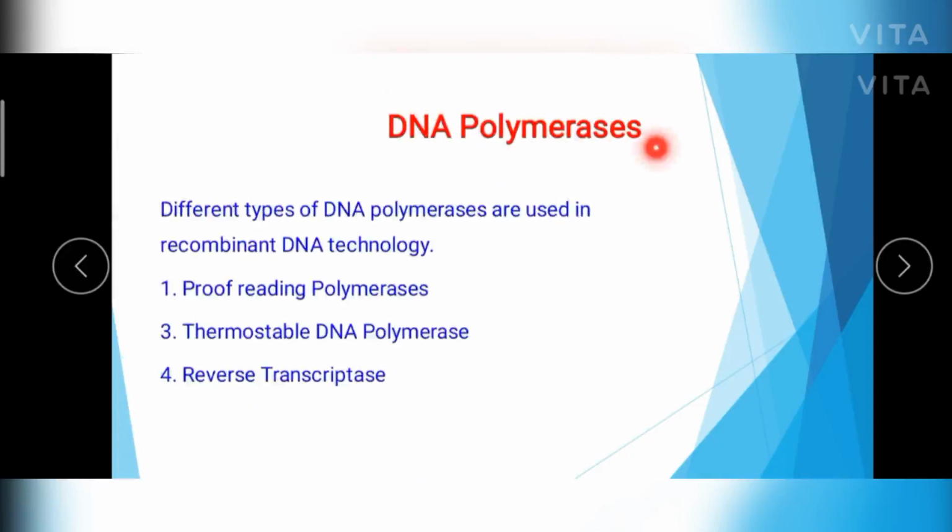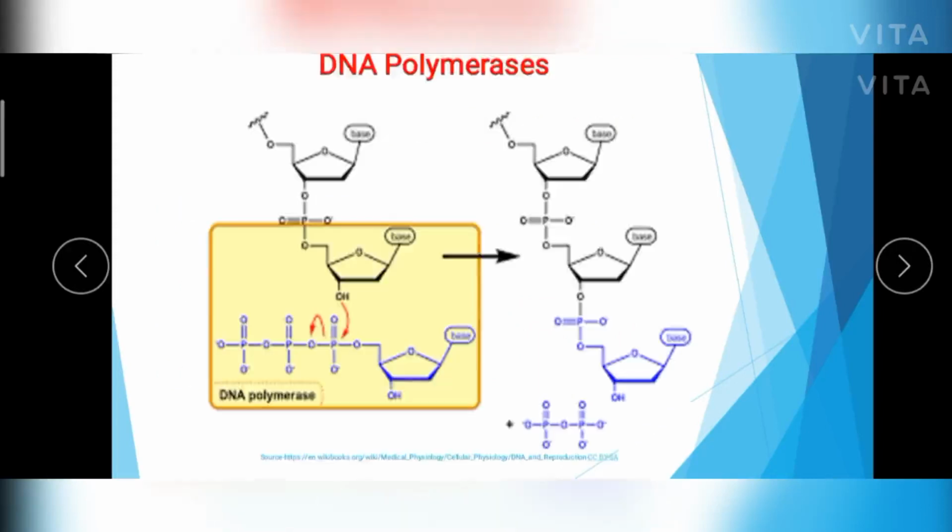The polymerases which are used in recombinant technology are of three types: proofreading polymerases, thermostable DNA polymerases, and reverse transcriptase polymerase. Whatever the type, the basic mechanism of action is the same in all these types of polymerase enzyme. So this is the pre-existing strand.